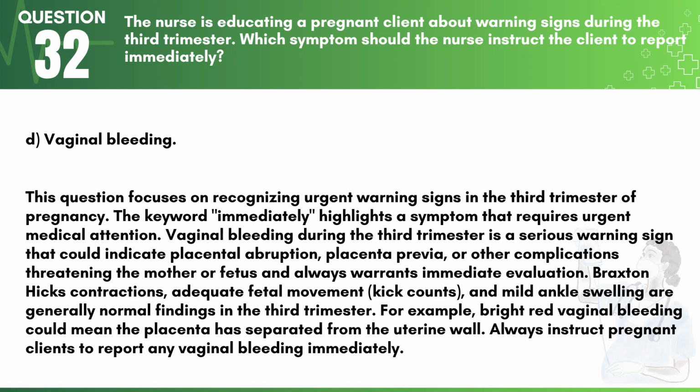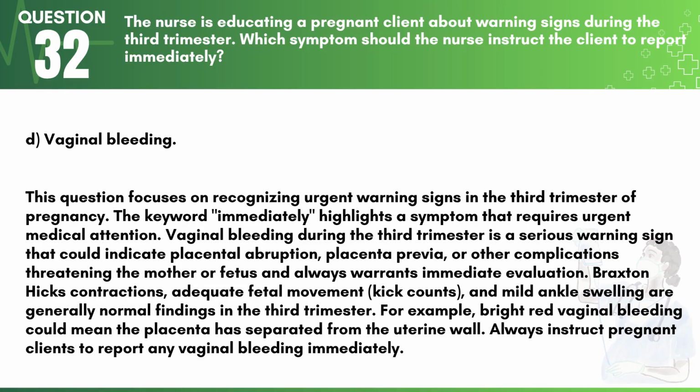Answer: D. Vaginal bleeding. This question focuses on recognizing urgent warning signs in the third trimester of pregnancy. The keyword immediately highlights a symptom that requires urgent medical attention. Vaginal bleeding during the third trimester is a serious warning sign that could indicate placental abruption, placenta previa, or other complications threatening the mother or fetus and always warrants immediate evaluation.